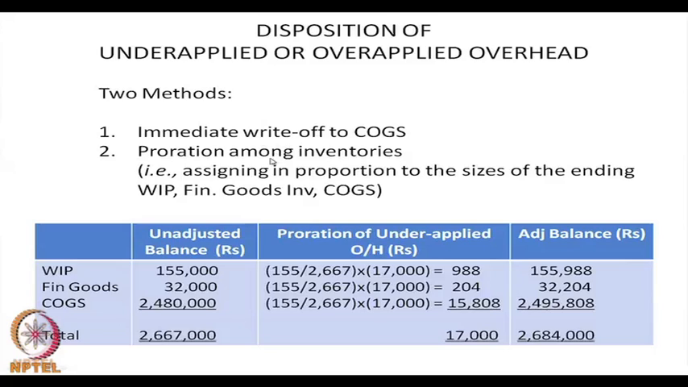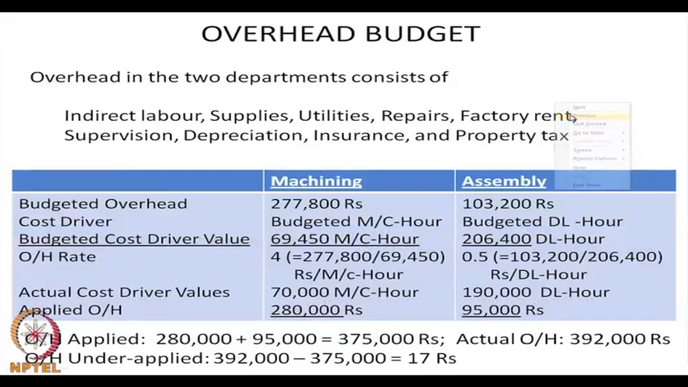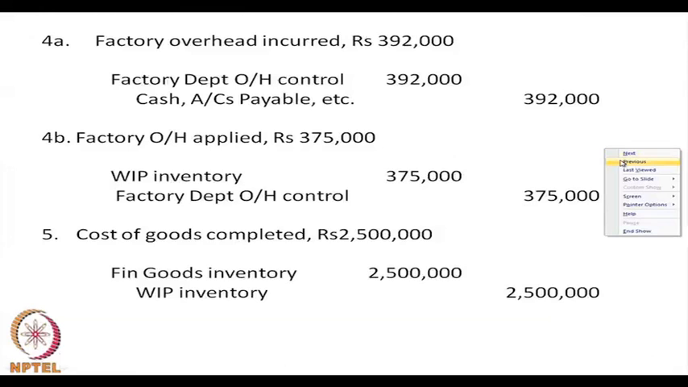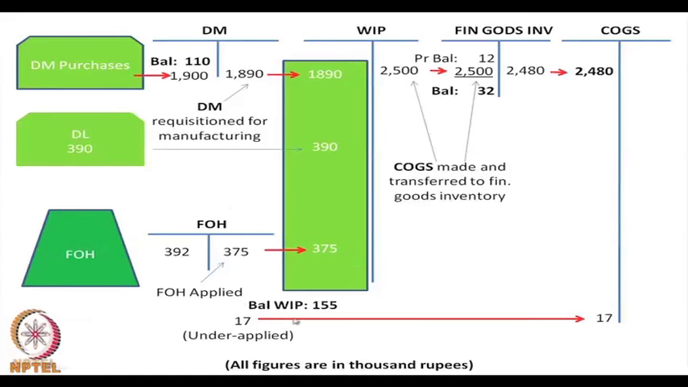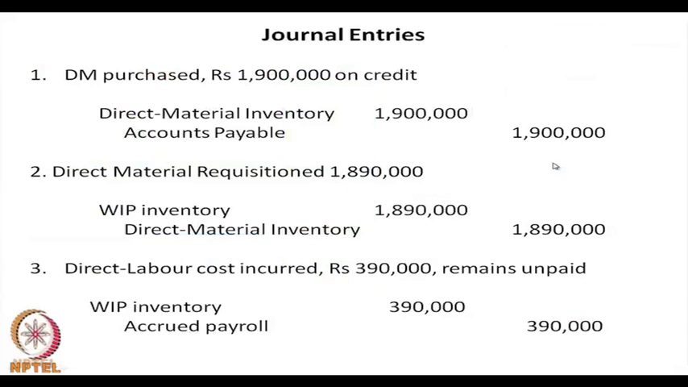The other method is prorating it among the inventories. Prorating means we had three types of inventories with us. One was work in process, the other was finished goods inventory, and the third was the actual sale that took place and the corresponding cost, which was cost of goods sold. So, in our case, look at the diagram again. 155,000 was work in process, finished goods balance was 32,000 and cost of goods sold was 2,480,000. So, add all the three and proportionately you allocate 17 to each one of these. That is what is proration.